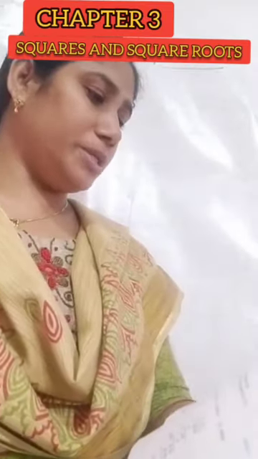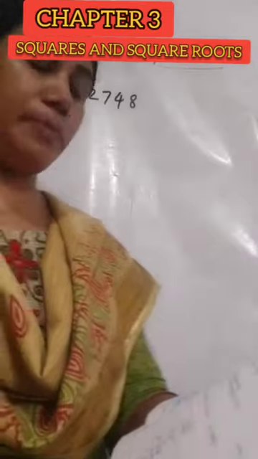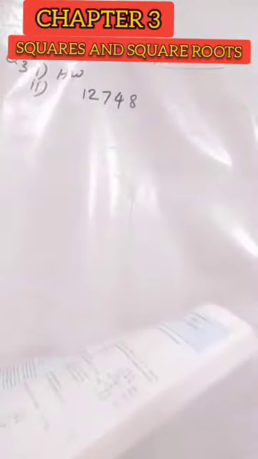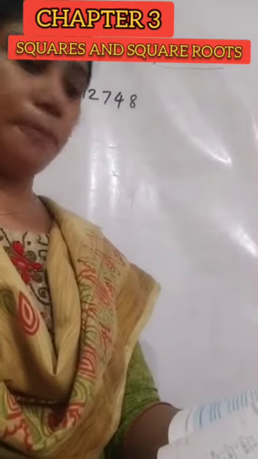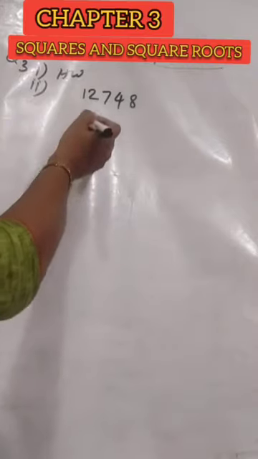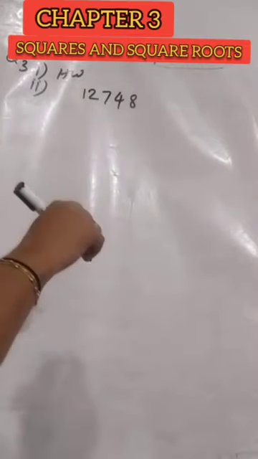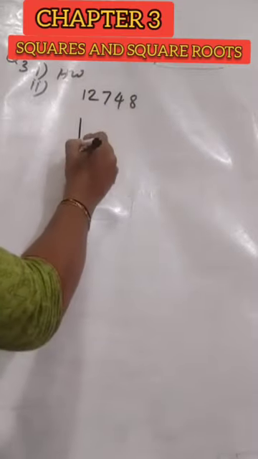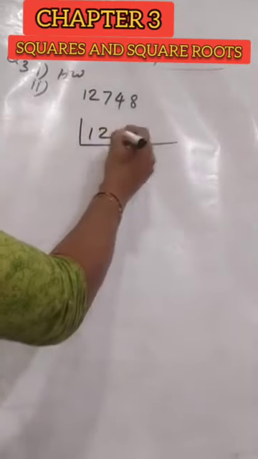Okay. Next is question number 3, the second one. Do the first one as homework. Find the smallest number by which 12,748 can be multiplied so that the product is a perfect square. So this number is not a perfect square. So we have to find a number that should be multiplied to this number so that it will become a perfect square number. Here also we have to do the prime factorization method.